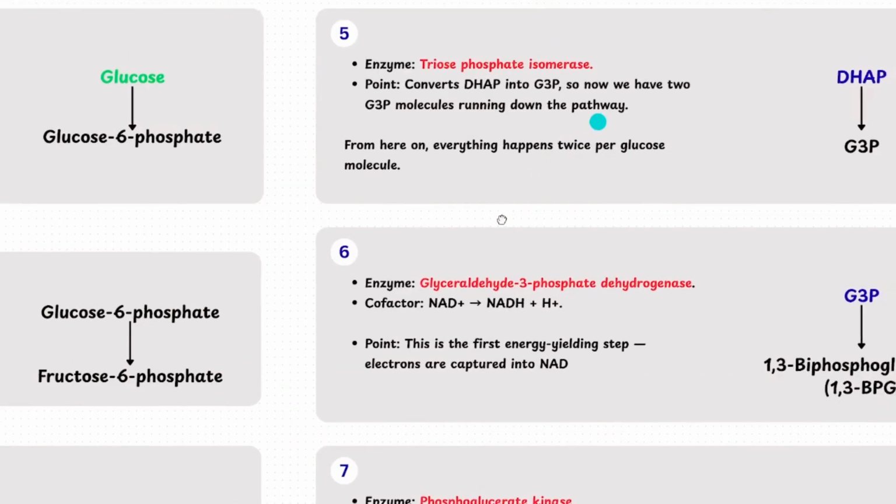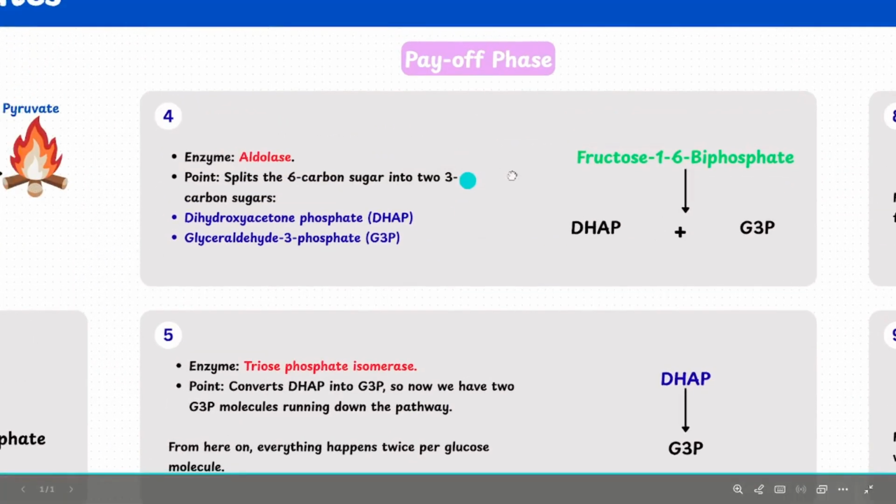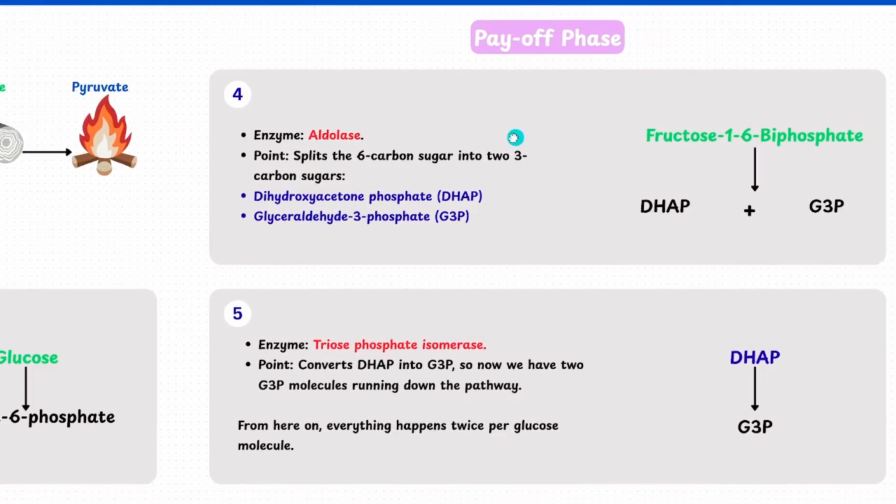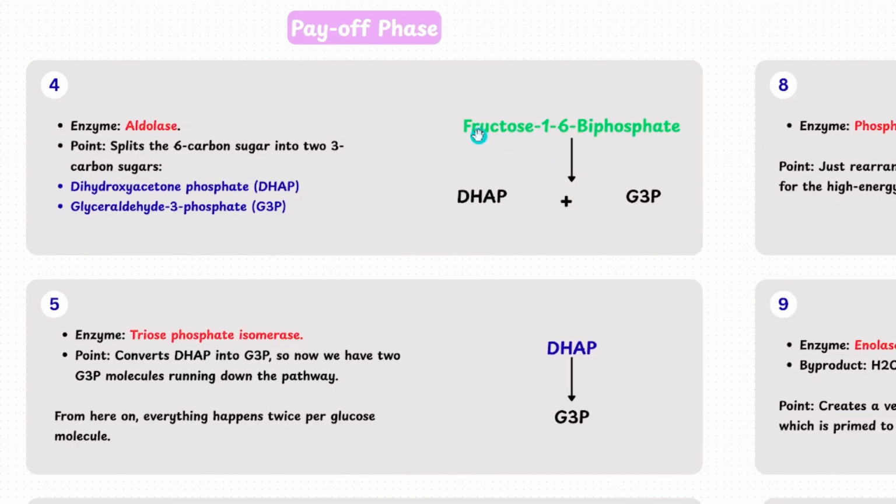So in the energy payoff phase, the first reaction here, we have now to split our highly rich molecule we made in our energy investing phase into 2 molecules, the first one called dihydroxyacetone phosphate, and the second one called glyceraldehyde 3-phosphate. Now, this is far more simple because fructose 1,6-bisphosphate is energy rich and very unstable. So it can easily be broken down by the enzyme aldolase.